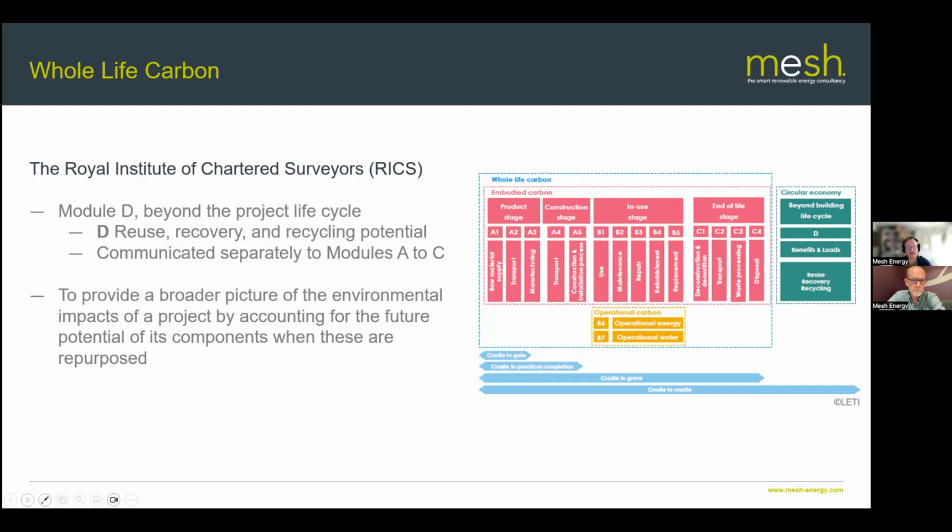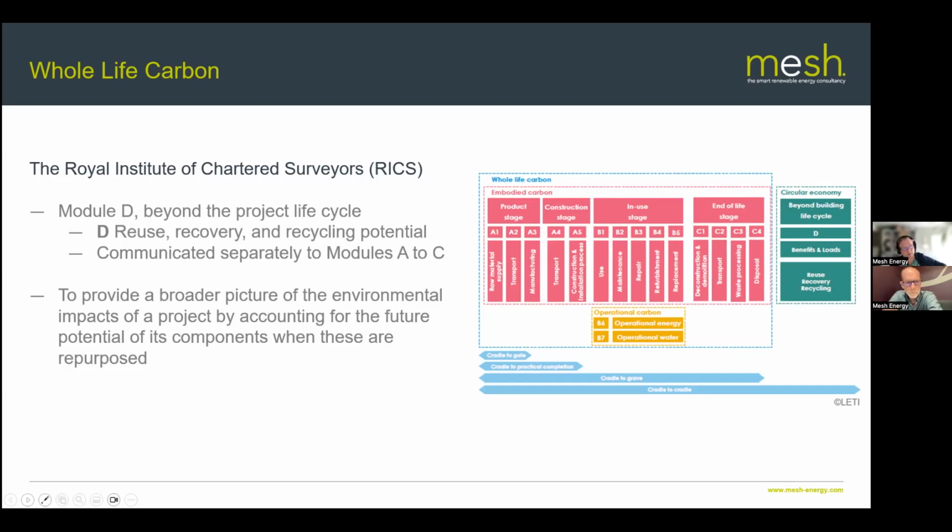And then we get module D, and this is really about looking at the benefits beyond the building life cycle. So this is all about reuse, recovery, and recycling potential of materials. And it's really there to give a broader picture of the environmental impacts of a project by accounting for future use of various components of the building.